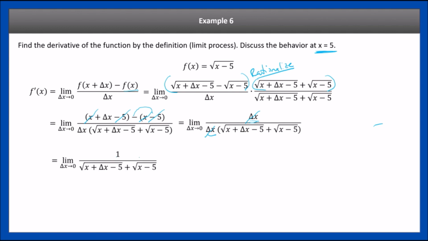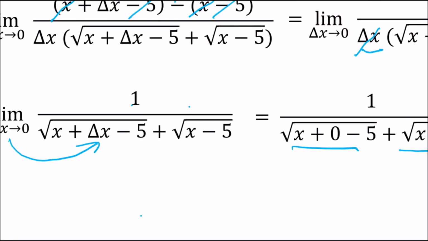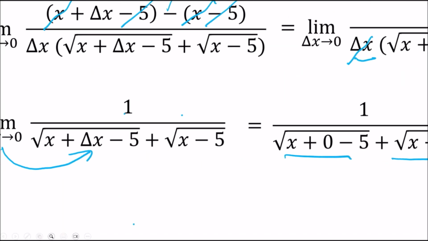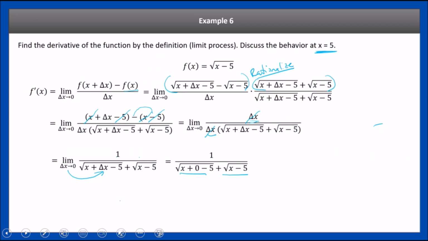We are almost there. If I plug in 0 into the delta x, I get this. And then notice that these two are actually identical, so we can combine them. So if I look at this, the 0 really doesn't matter there. So here, I can combine them into 2 of them. So this is my derivative.